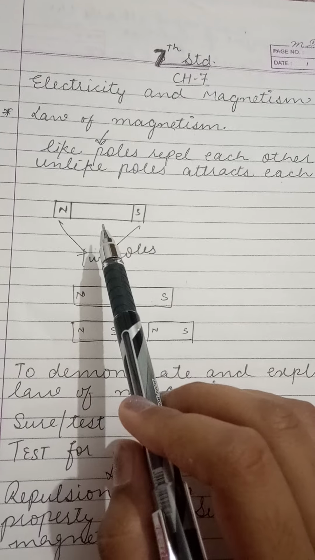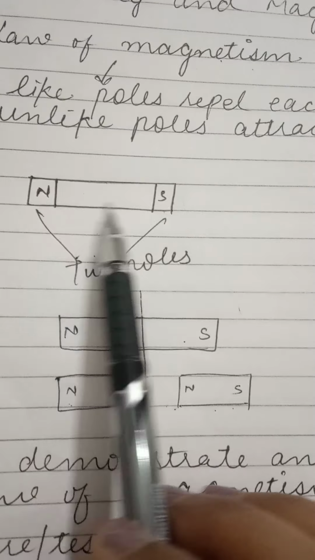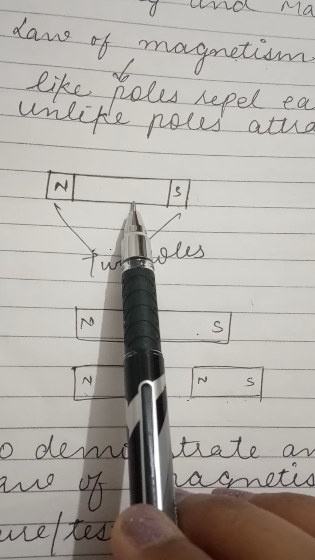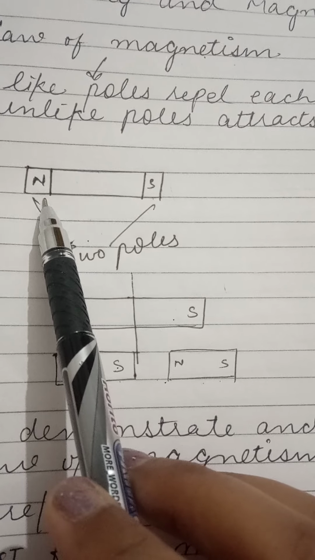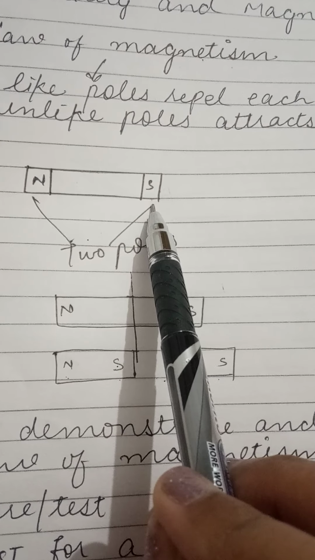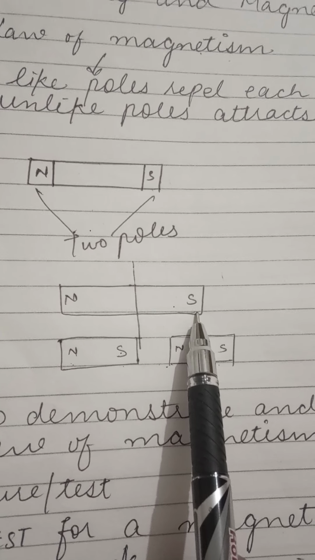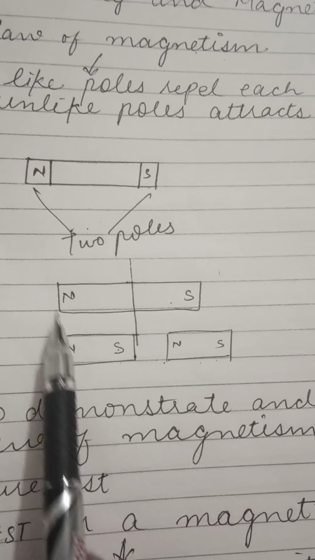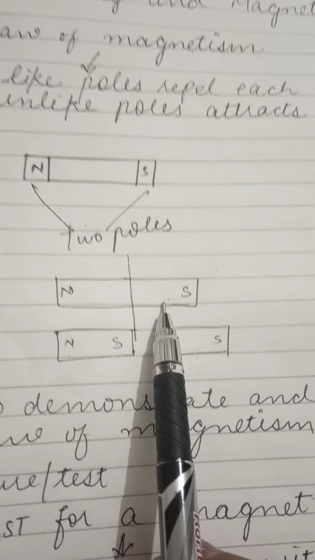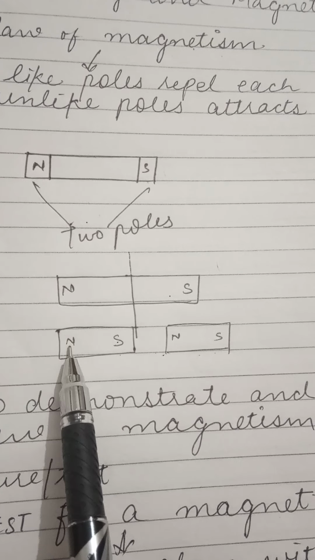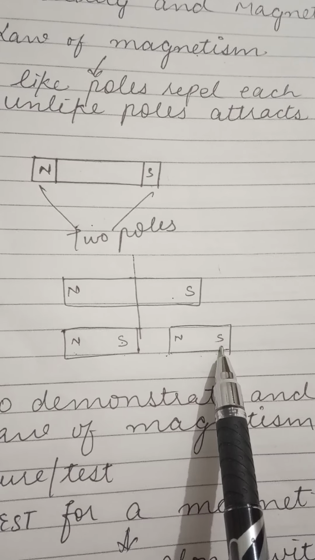First of all, you understand what the poles are. I have one magnet here, and in every magnet we have two poles. One is north and the second one is south. So see, in this bar magnet, when I try to break this magnet into two pieces, each piece also has two poles, a north pole and a south pole, and again a north pole and a south pole.